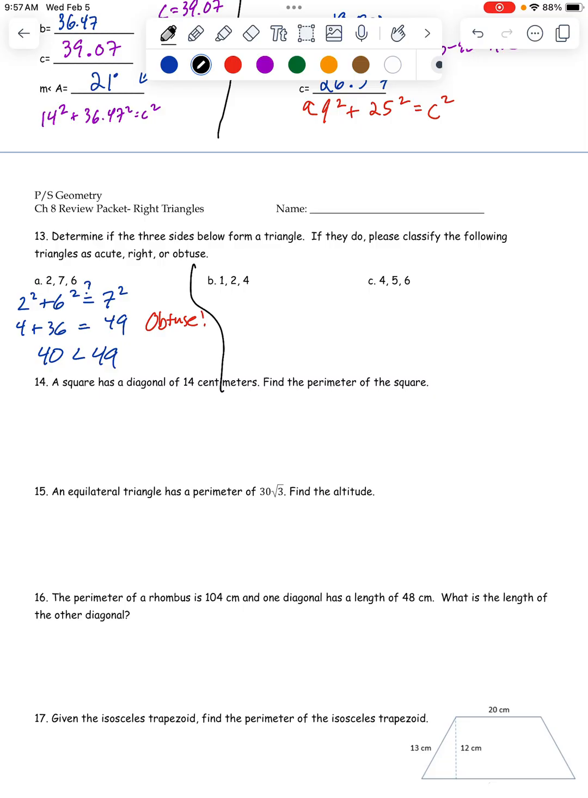Next one. Test to see if it is a triangle. Is 1 plus 2 greater than 4? No, it's not. So I just stop my work there. Not a triangle.